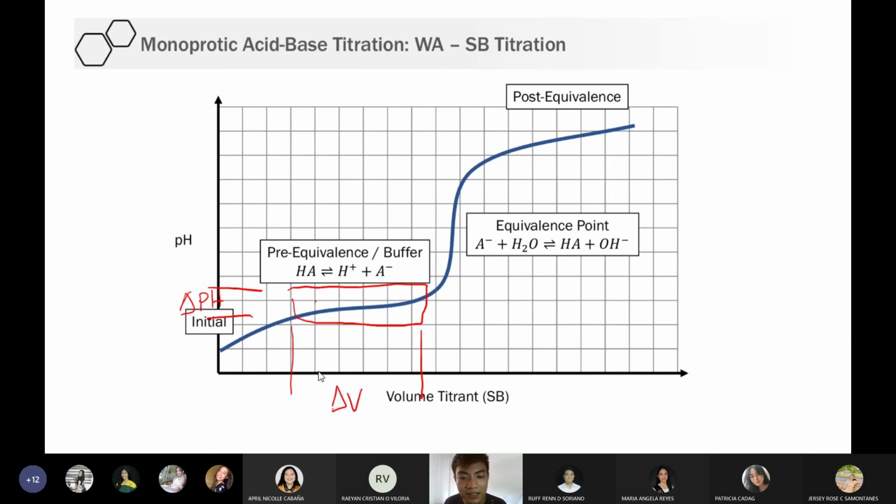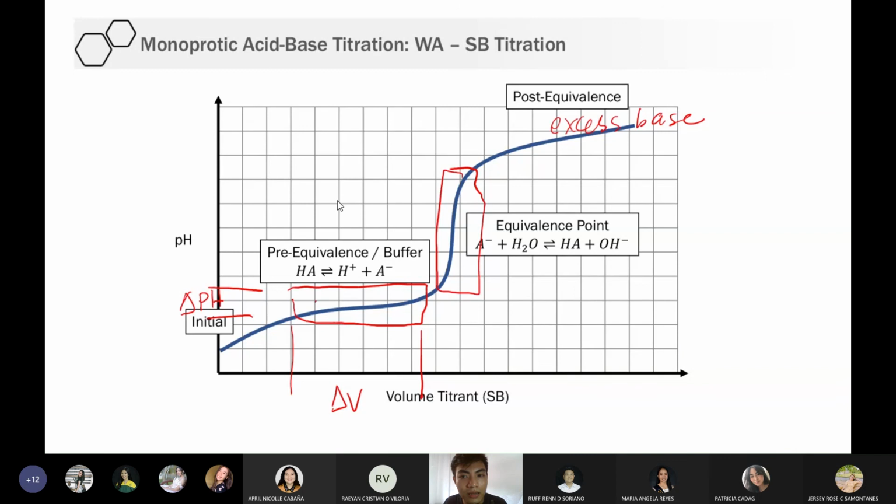What did we say last time about a buffer? A buffer is a solution that resists pH change. So you keep adding titrant but the pH changes only slightly. After the buffer, you have your inflection region wherein the equivalence point can be found. This is where the endpoint occurs. And after that, back to normal, because it is all base now. The base is in excess here.